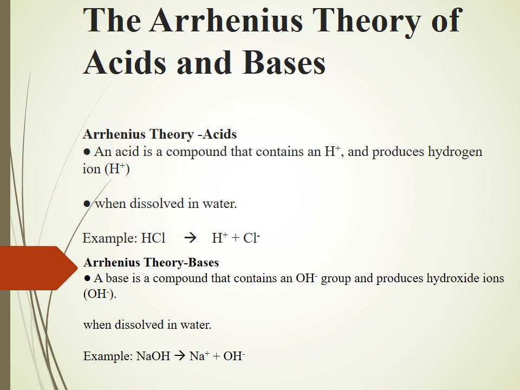First, let us see acids and bases of the Arrhenius theory. Arrhenius theory acids: an acid is a compound that contains H plus and produces hydrogen ion H plus when dissolved in water. Example, HCl gives H plus and Cl minus. Arrhenius theory bases: a base is a compound that contains an OH minus group and produces hydroxide ions, that is OH minus, when dissolved in water. Here we will take the example of NaOH. NaOH dissolved in water gives Na plus and OH minus.